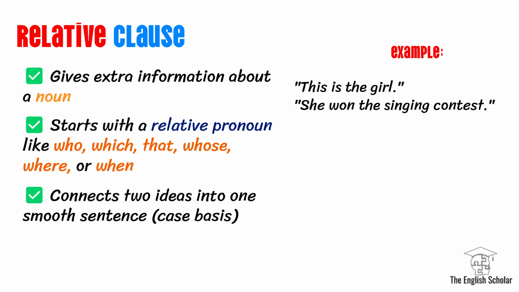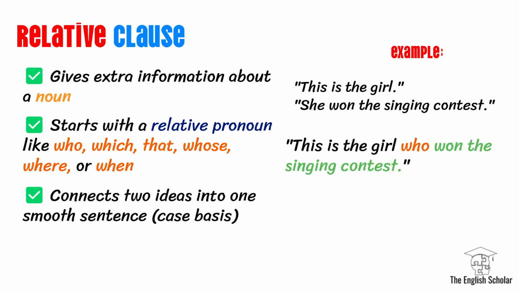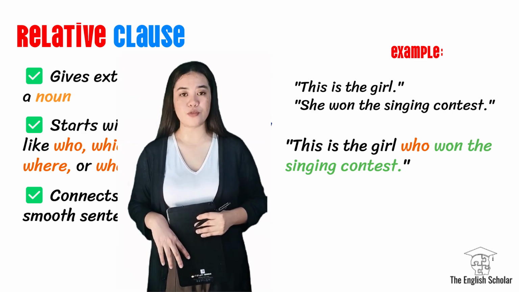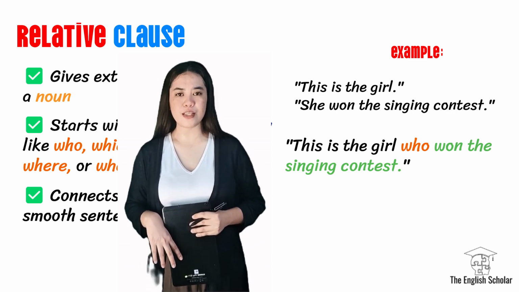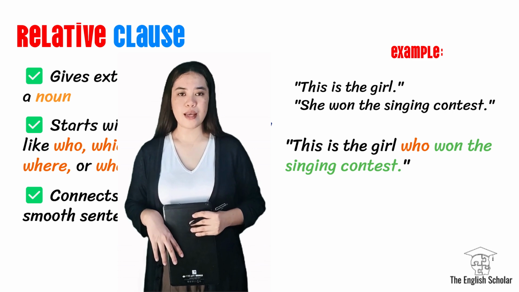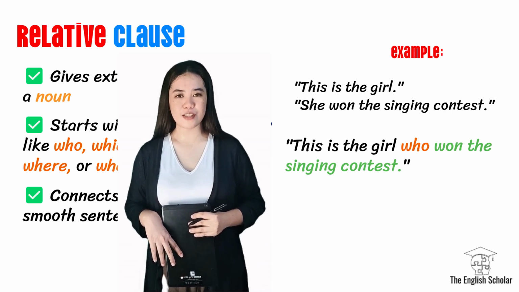This is the girl. She won the singing contest. And we can combine them using the relative pronoun who. This is the girl who won the singing contest. "Who won the singing contest" is the relative clause. Notice that it starts with who, and it tells us which girl. If there are a lot of girls, of course we need to specify which girl. So this clause helps us identify which girl, and that's the girl who won the singing contest.